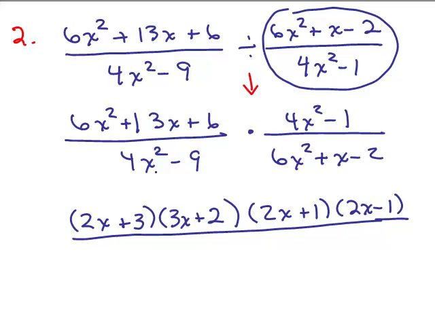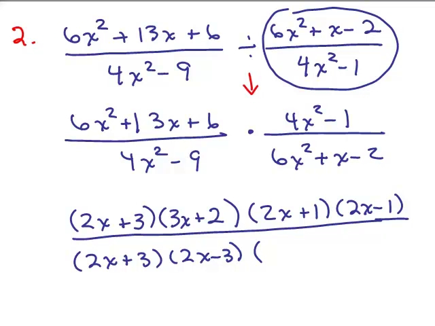Now we have to do the denominators. 4x squared minus 1 is also a difference of 2 squares. That's 2x plus 3 times 2x minus 3. And then we have to factor 6x squared plus x minus 2.